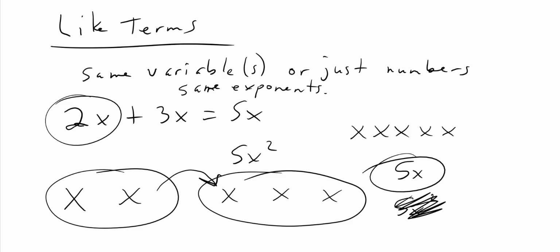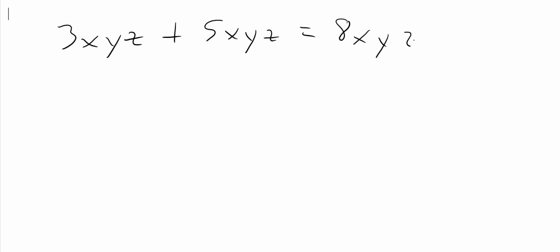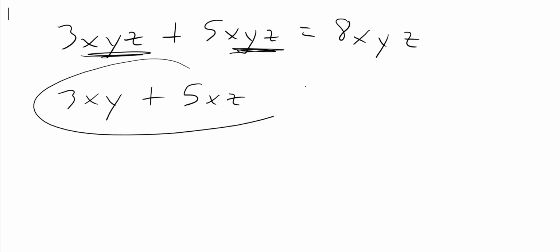Really, really important. So in another example, if I have 3xyz, and I give you 5 xyz's, then you're going to have 8 xyz's. Okay, but these have to be the same. If you have 3xy plus 5xz, you can't combine them. That's it. You're done. Okay, they have to be exactly the same in order to combine. Same variable, same exponent. Okay? It's like saying 2x plus 7.